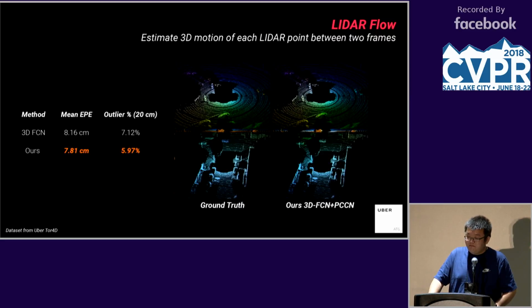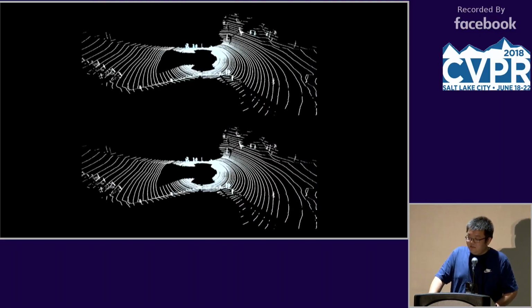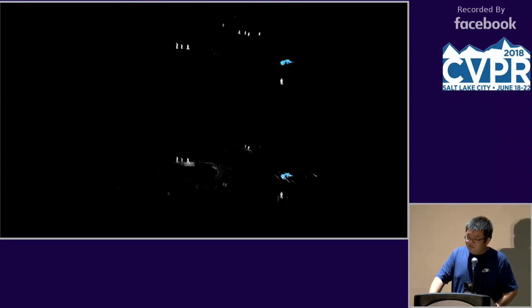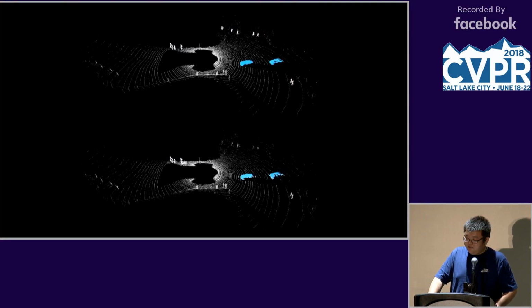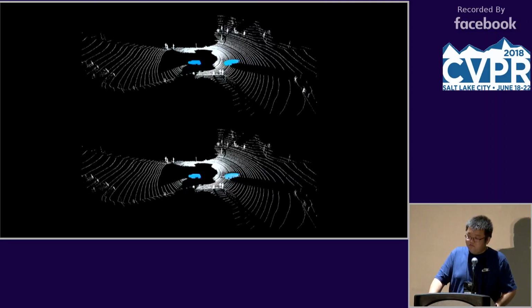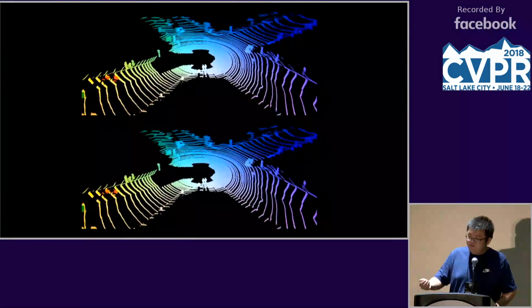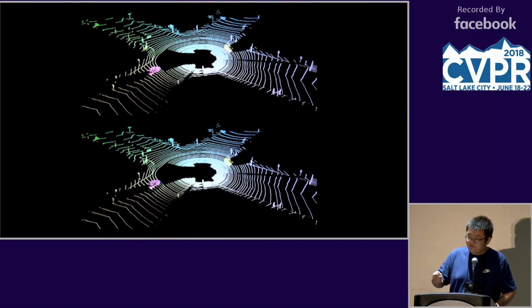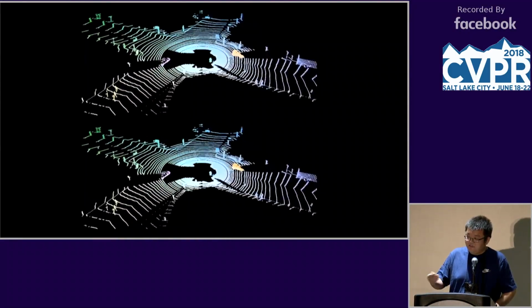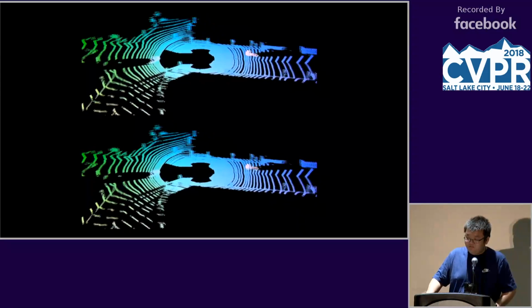Next, we evaluate our method over the LiDAR flow task, which estimates the 3D motion of each LiDAR point between 2 consecutive frames. Here, as we can see, our method outperforms the competing algorithms by a large margin. Here we show a video of the results. Top is ground truth, bottom is prediction, and each color represents a different motion vector. From this video, we can see our method is able to capture both dynamic objects' motion and the motion caused by the ego car, both really well.